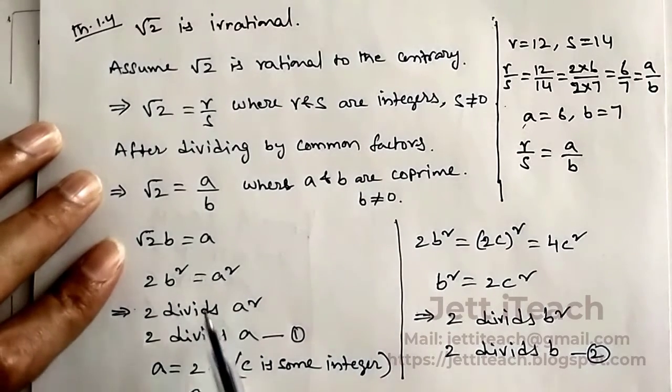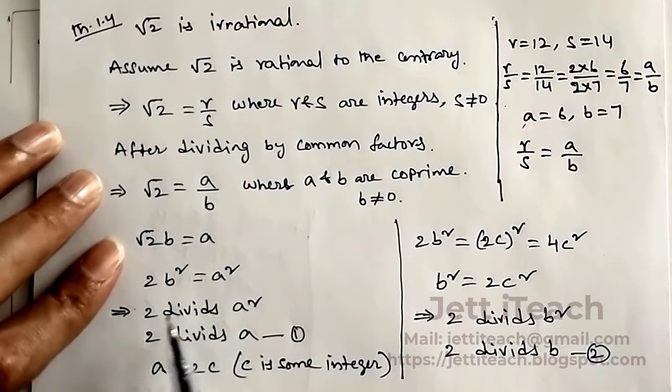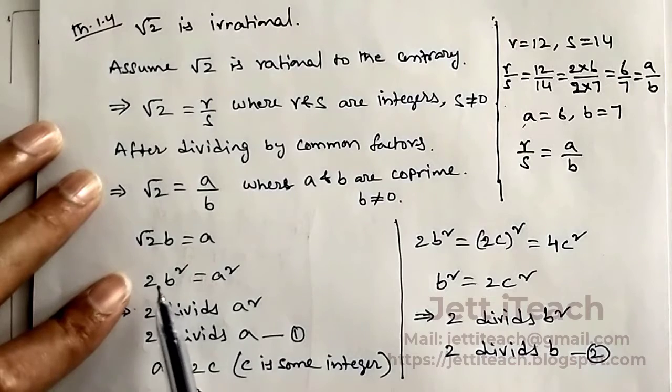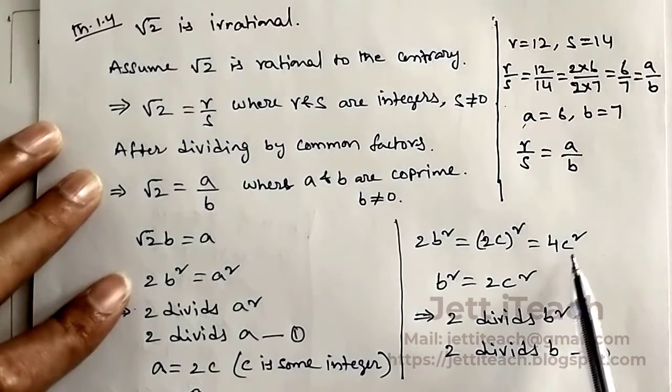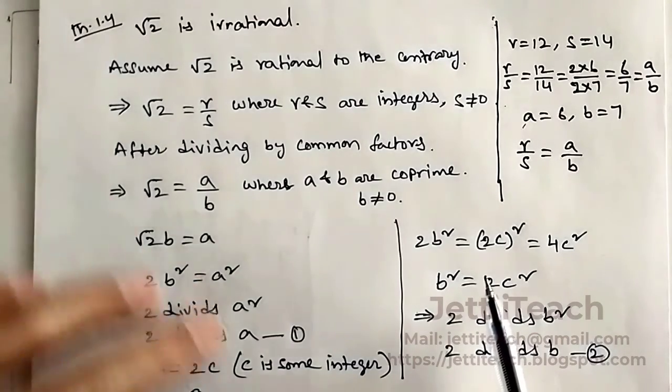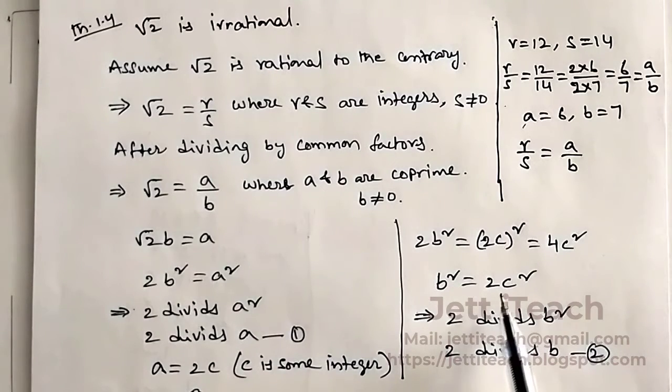Okay, we simplified this one, so we got 2b square equal to a square. So it means that 2 divides a square. Then 2 divides a. It's the point number 1. So since 2 divides a, I wrote a is 2c. c is some integer. I substituted this a value in 2b square equal to a square. Instead of a I wrote 2c. I got 4c square. So after simplification I got b square equal to 2c square.